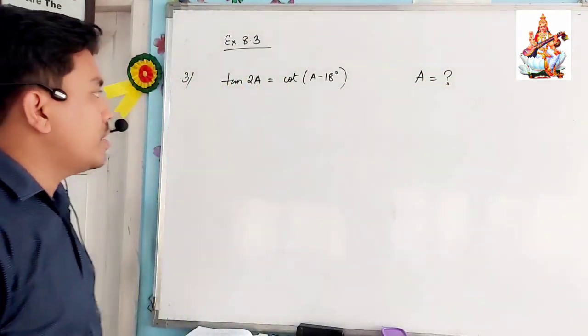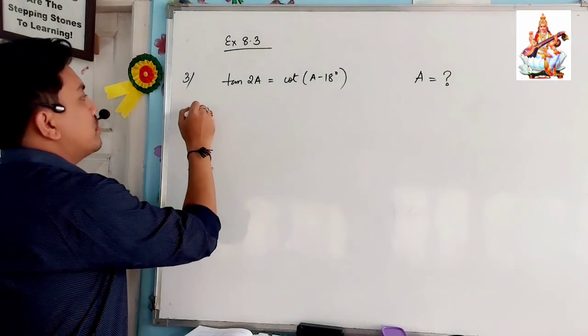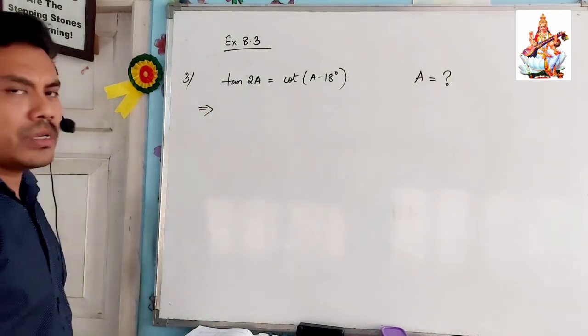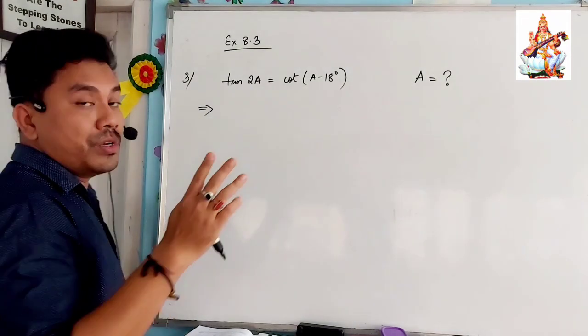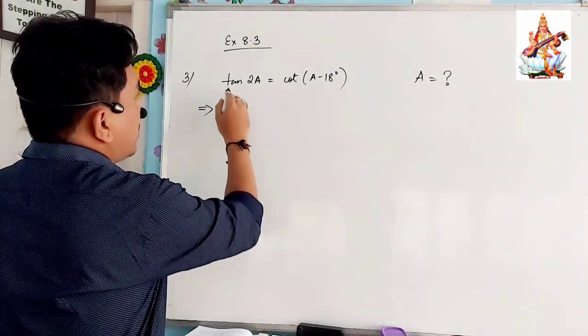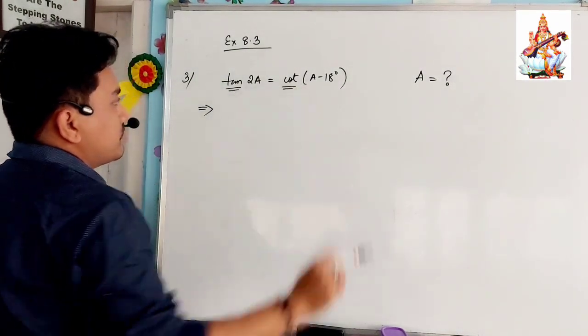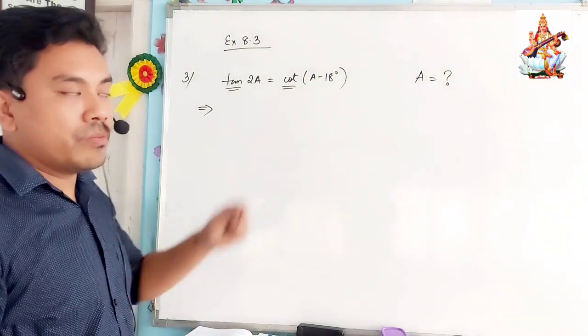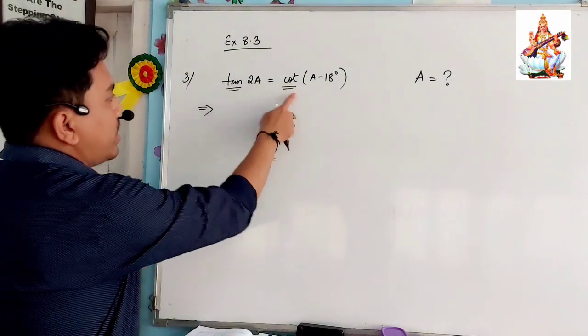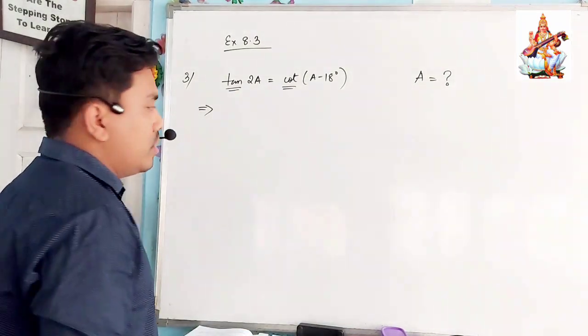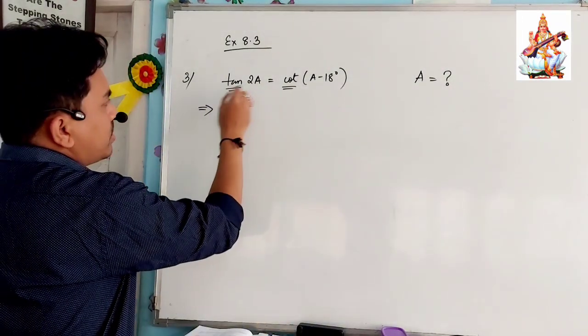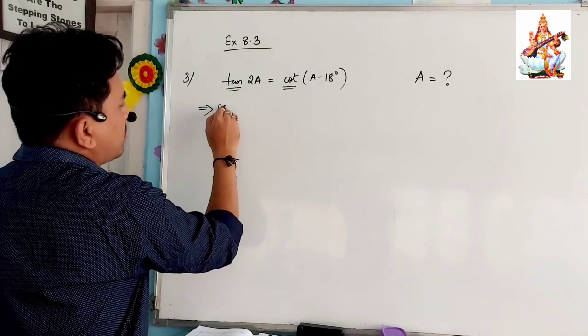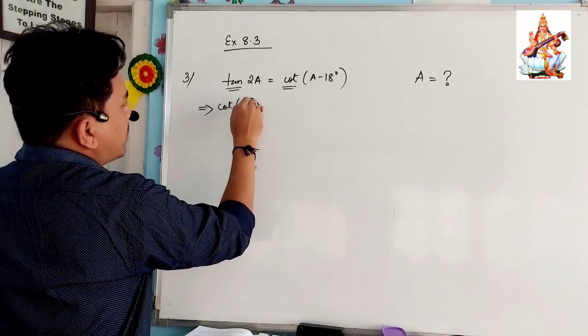Okay, we have to find the value of a. Now, for that what we have to do? On both sides we can see that the trigonometrical ratios are different. Here we have tan and here we have cot. What we have to do? We have to make them the same. We have to make the same ratio on both sides, either tan or cot. For that, what will we do? In place of tan 2a, can we write cot (90 minus 2a)?